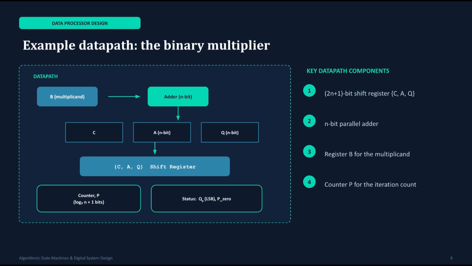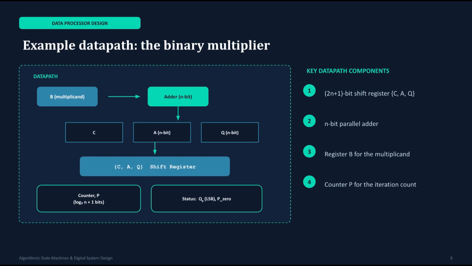A counter P, sized log base 2 of n plus 1 bits, tracks how many iterations remain, and 2 status signals come out of this data path. Q0, the least significant bit of the multiplier, and P0, which fires once the counter reaches 0. On the right, note the 4 components that fully define this data path. The 2n plus 1 bit shift register, the n-bit parallel adder, register B, and counter P. Every one of these came directly from applying the translation rule on the previous slide to the multiplication algorithm's variables.